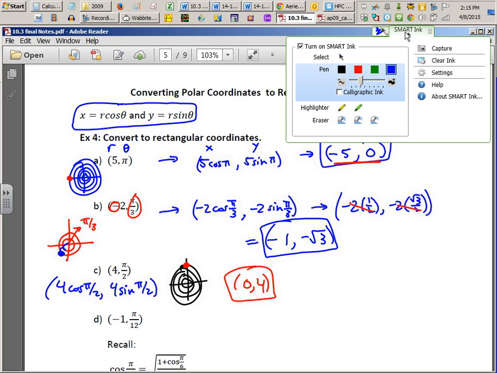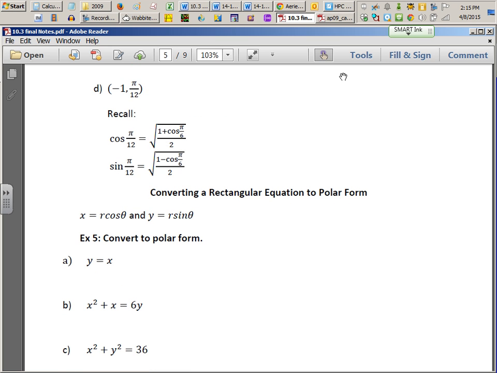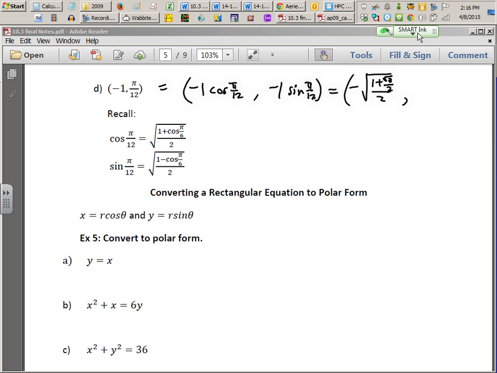Okay, the next one's the only one that's kind of tough. So let's go to that one, part D, and just follow this very literally. So it'd be negative 1 times cos pi over 12, comma, negative 1 times sine pi over 12. And cos pi over 12 is literally the square root of (1 plus cos pi over 6) all over 2. How do I know that? It's called a half angle identity. Okay? It's also listed right here. I just kind of tried to remind you of it right here.